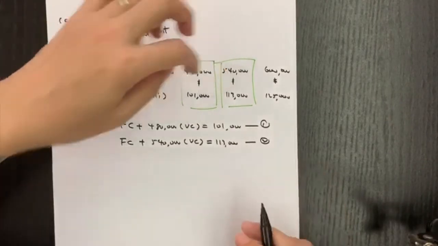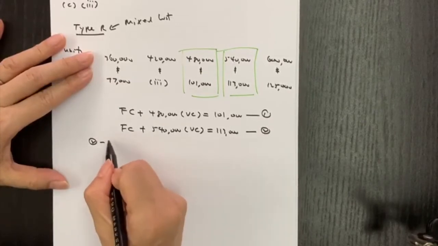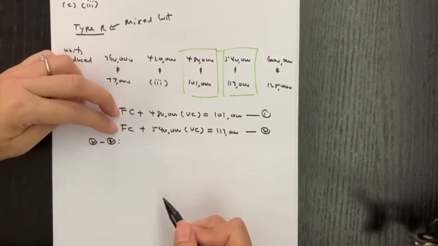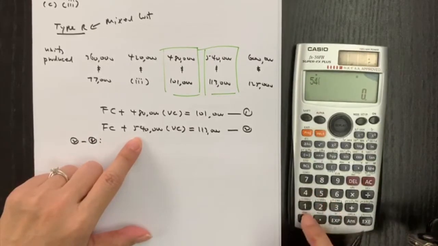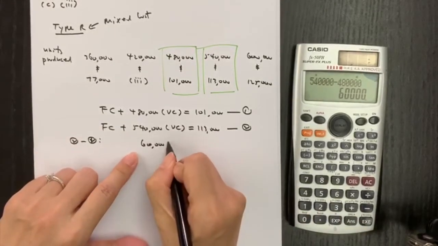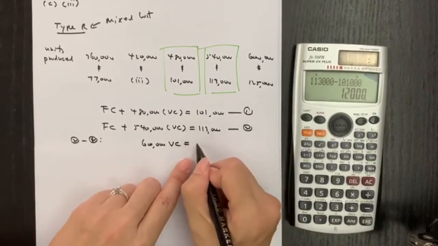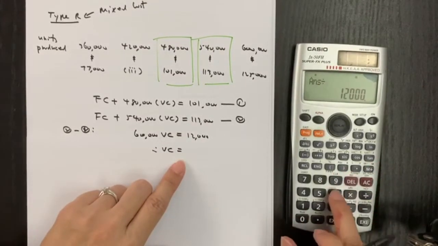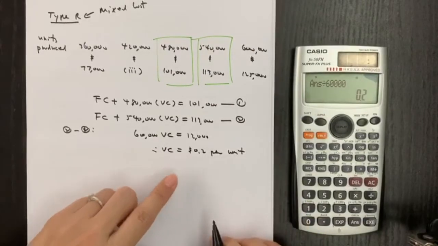Again I get two simultaneous equations to solve these two unknowns. One is fixed cost, one is variable cost. So I do equation 2 minus equation 1, which eliminates the fixed costs. Let me get my calculator. With equation 2 minus equation 1, 540,000 minus 480,000, I have this 60,000 variable cost equals 113,000 minus 101,000. Therefore, I have this 12,000. Solving the equation, 12,000 divided by 60,000. So what is this? 0.2 per unit for the variable costs.